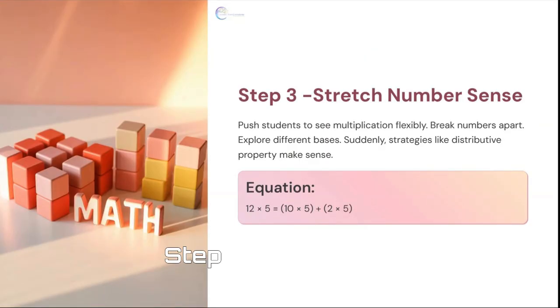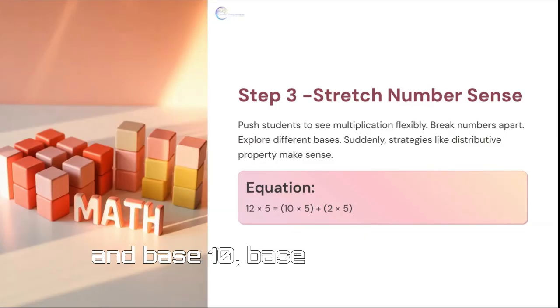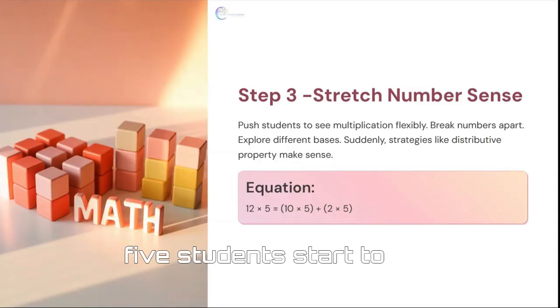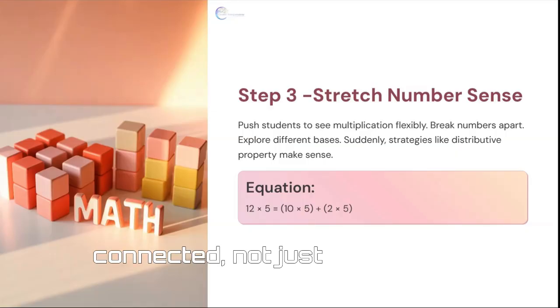Step 3, stretch number sense. Ask AI to show 5 times 4 in base 10, base 5, and with unit squares, or break down 12 times 5 as 10 groups of 5 plus 2 groups of 5. Students start to see multiplication as flexible and connected, not just memorized.